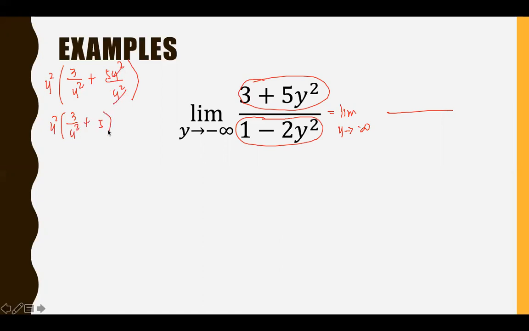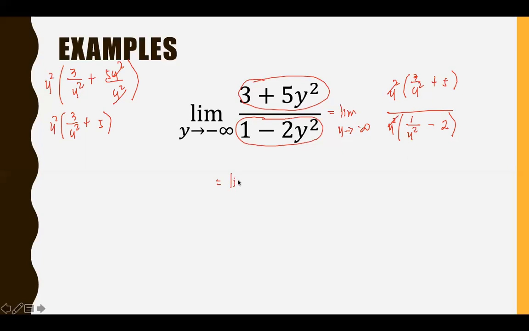So that will be 5. So we can write here y squared times 3 over y squared plus 5. Now we can apply the same concept for the denominator, or we can just do it automatically. I'll teach you how I do it. So it's y squared, so it will be 1 over y squared minus 2. All right, and then we can cancel them.